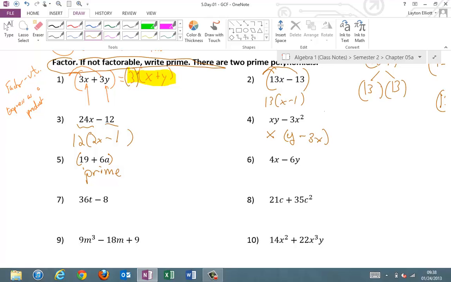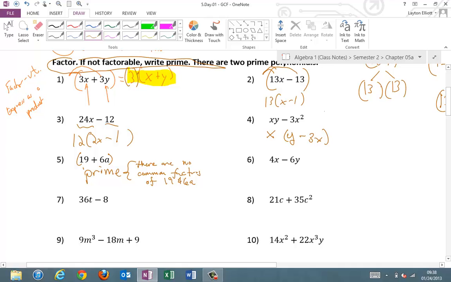Sure, okay. So when we say prime, we could either say that this thing in parentheses is its own factor, and there's nothing else. Or another way to look at it would be to say that there are no common factors in these terms. So there are no common factors of 19 and 6a. You don't have to write that. Prime pretty much says that for us.